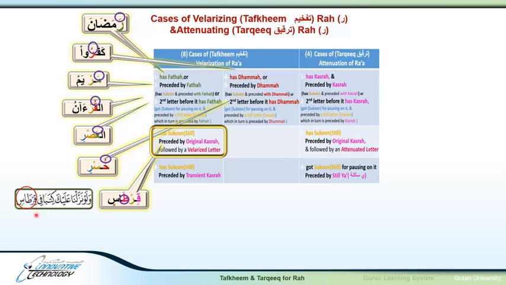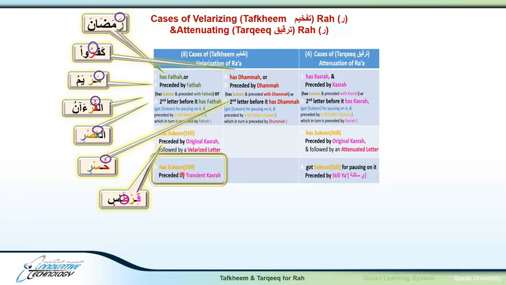We realize that the ra has tafkheem, and this is because of the ta, which is an elevation letter, making it a velarization letter, impacting its velarization, its tafkheem, on the ra before it. And the eighth case of tafkheem cases is sukoon preceded by a transient kasra, like this.